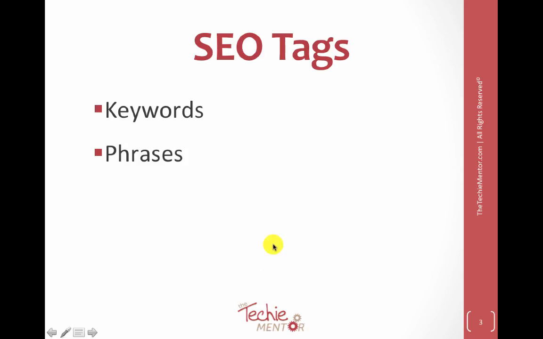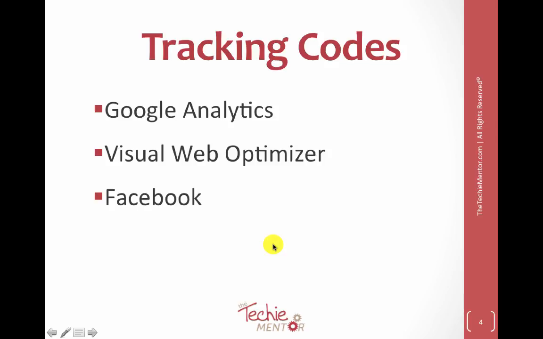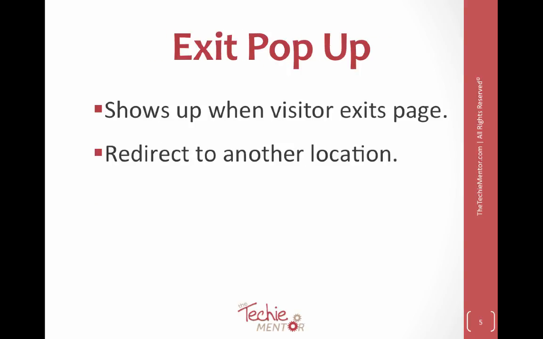Okay, so real quick, we went through SEO tags. We went through tracking codes, right? The old Facebook tracking codes or the old Facebook pixels, that's what they were called. When you did ads, they would go in tracking codes as well, but Google Analytics is one that's used quite often. Your exit pop-up, you can have people redirected to a site. You could just give them a message when they try to leave, or give them a discount on something.